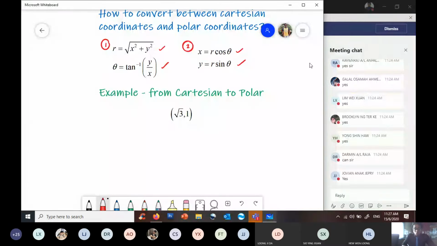Now, if I ask you to convert this into polar coordinates, I know my x and I know my y. From here, I want to get my r and theta. Clearly, I'm going to use the first pair of formulas here. My r is simply the square root of x squared plus y squared. My x is square root 3, so squared it is 3, and my y is 1. So the square root of 3 plus 1, which is 4. The square root of 4 is 2.